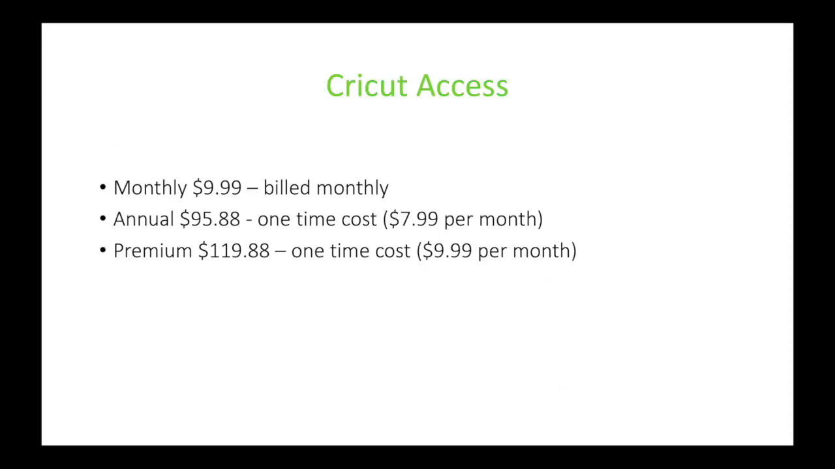So Cricut Access has 3 levels of the subscription. You can get a monthly subscription for $9.99. You can also pay annually, $95.88. It's a one-time cost, which breaks down to $7.99 per month. So you're getting a little bit of a discount if you pay all at one time versus monthly. Then the difference in the Cricut Access is the premium subscription, which is a one-time cost of $119.88, which breaks out to be $9.99 per month.